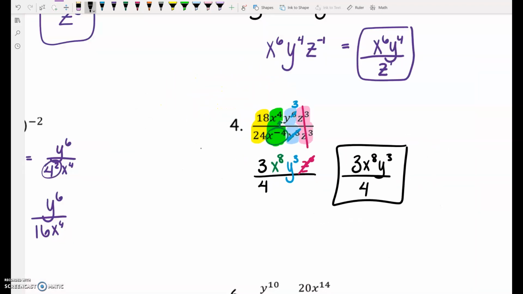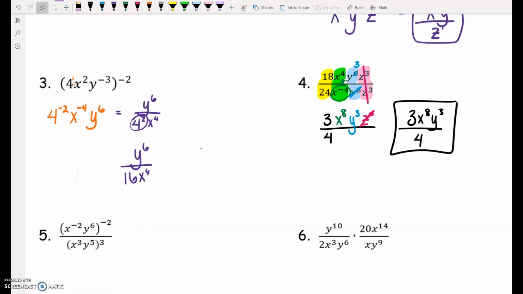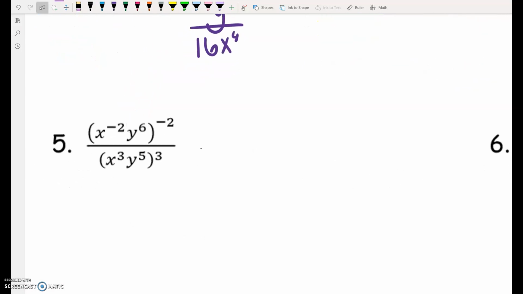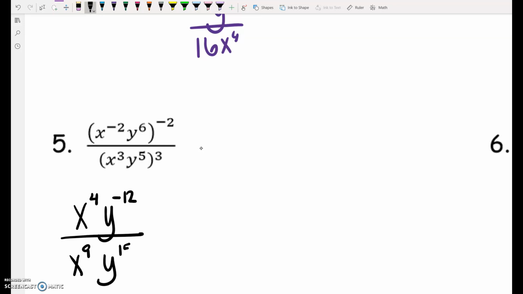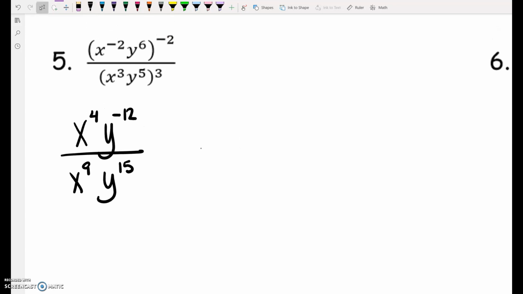Okay, is number 5 similar? Kind of. Let's start this together and then I'll let you finish it on your own. So first we have the parentheses. So we've got x to the positive 4, y to the negative 12. On the bottom we have x to the 9th and y to the 15th. Pause and give that one a try on your own.